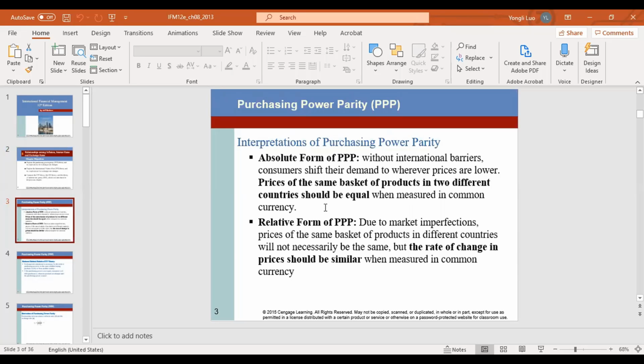The relative form of PPP is due to market imperfections. Prices of the same basket of products in different countries will not necessarily be the same, but the rate of change in prices should be similar when measured in common currencies.